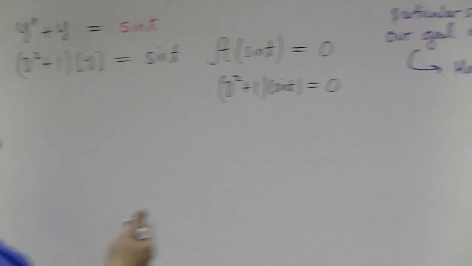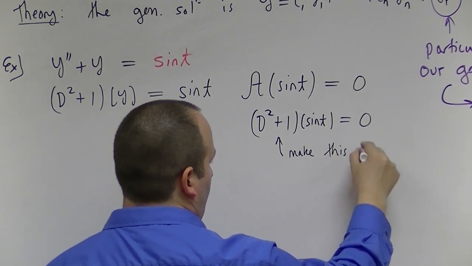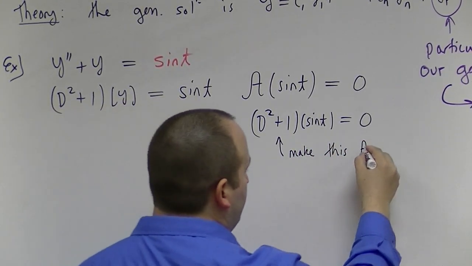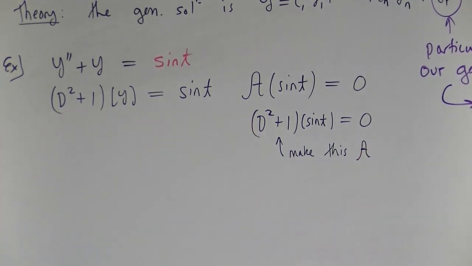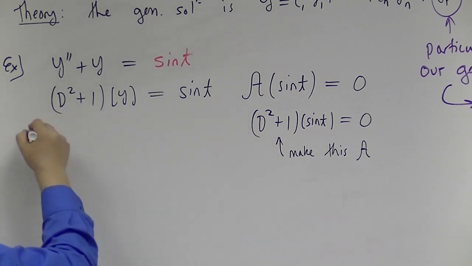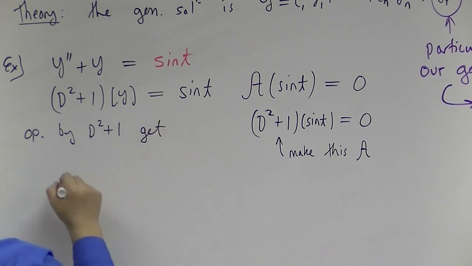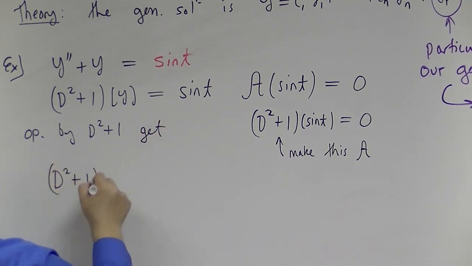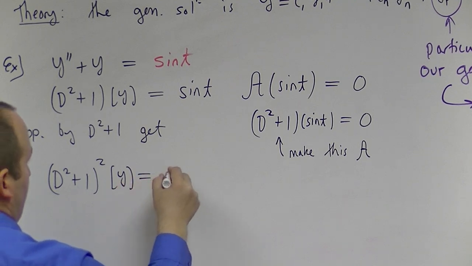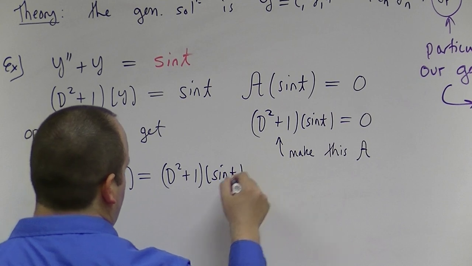You see? So what that means is I can make that the annihilator. We also want the minimal, the smallest operator that makes it zero. If we make it too big, it's going to have other stuff we don't need. So basically, just operate by D squared plus 1 on both sides, and we get D squared plus 1 squared acting on y equals D squared plus 1 acting on sine t. Now, by our very construction, this is 0.